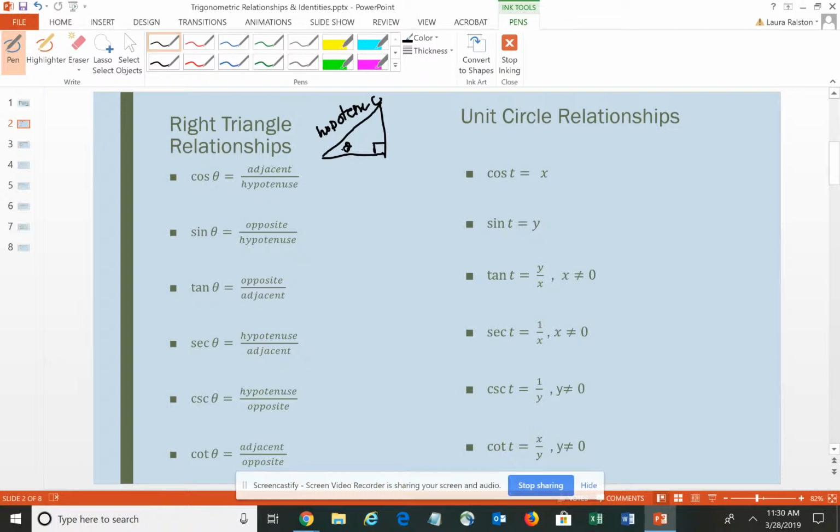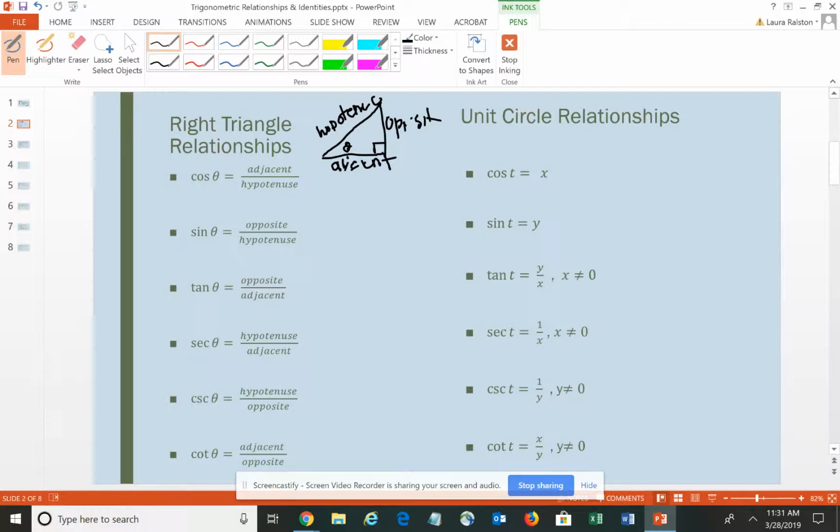Then the other legs are based upon the angle. You have your adjacent side and you have the opposite side. Okay? And so we defined our 6 trigonometric relationships for that. One of the things about those right triangle relationships is we're limited to an acute angle, an angle that measures between 0 and 90 degrees.